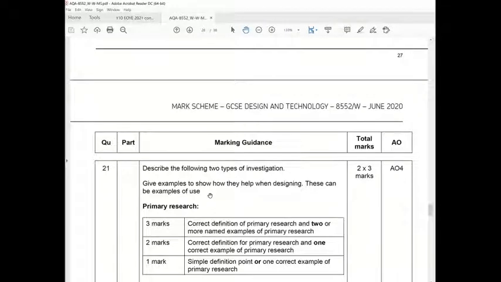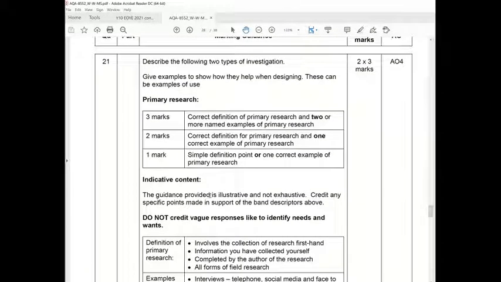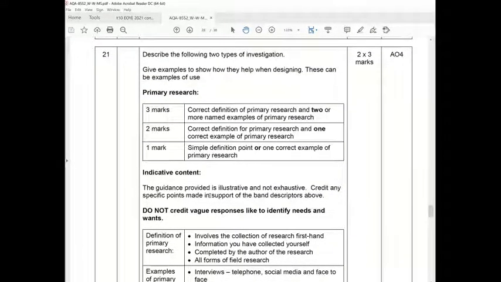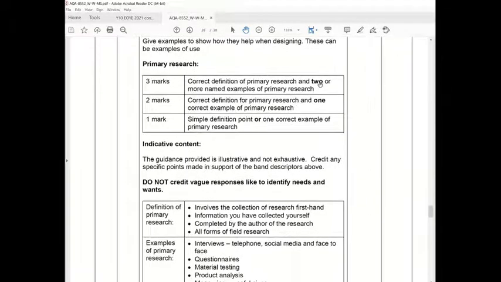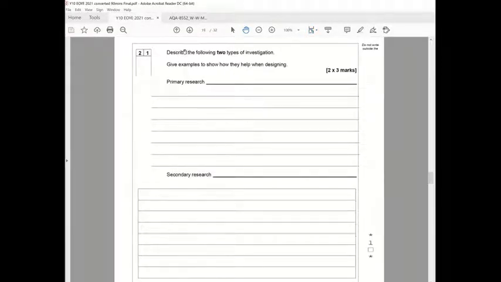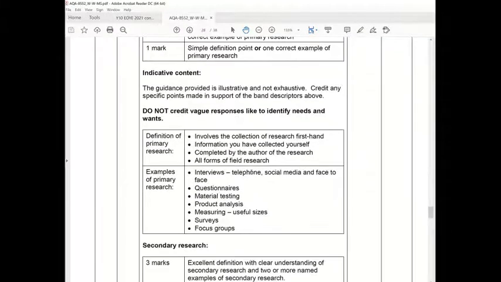So what have we got? Oh yeah, you've got to name 2 or more named examples. Describe the following 2 types of investigation. Give examples, not example, give examples to show they can help when designing. And so what have we got here?